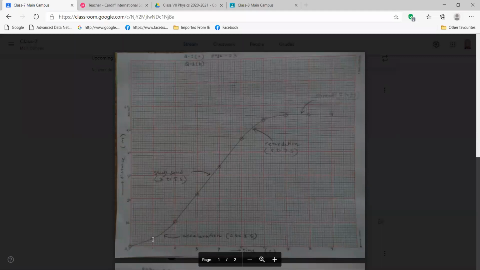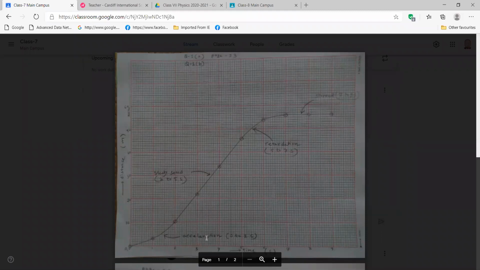If we are getting this curved line for a distance time graph, this is acceleration. Can you remember the shape of the graphs? If you check your notes, the distance time graph is a steeper curved line going upwards. This is showing acceleration, right?